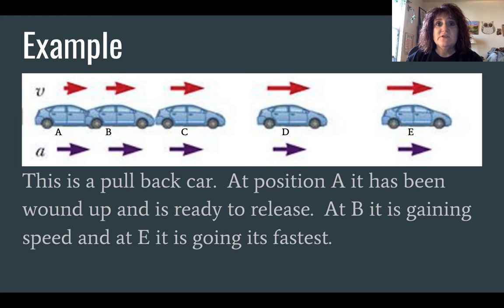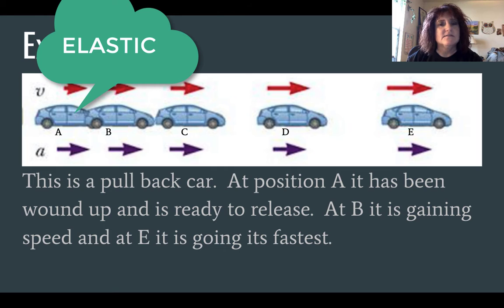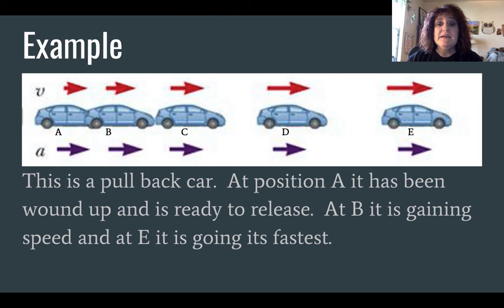So what kind of energy do we have? Hopefully you said elastic, because that's what's in there. It's a spring. At position B, it's gaining its speed, and at E, it's going to be going the fastest that it will go. Okay?